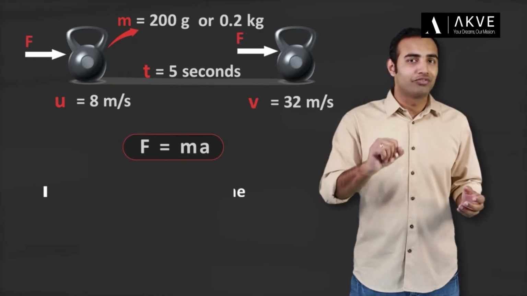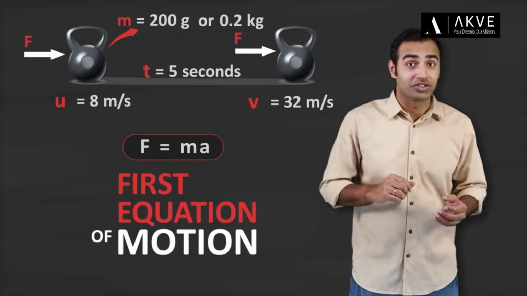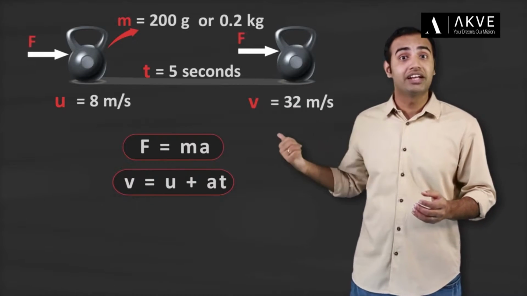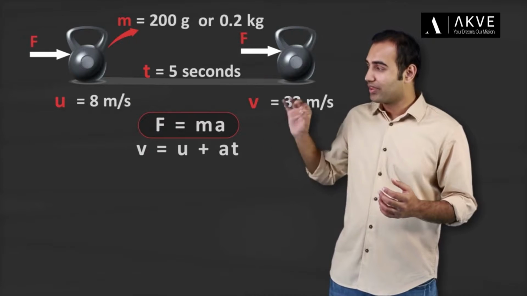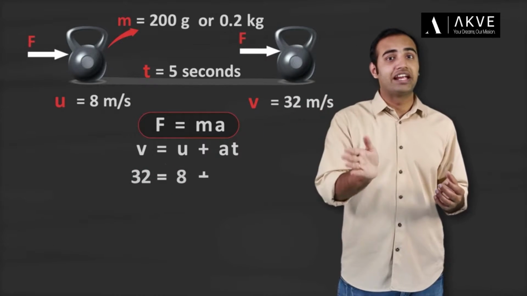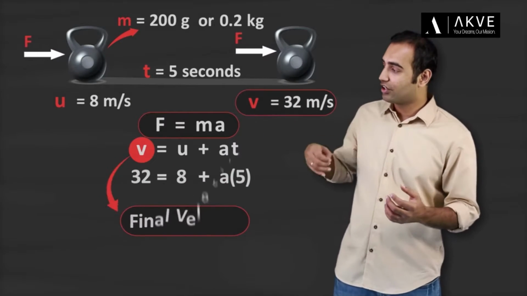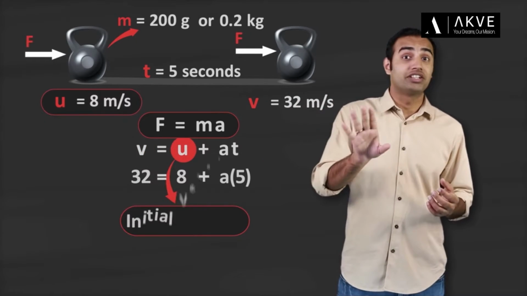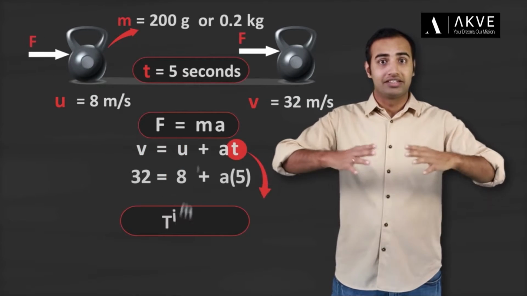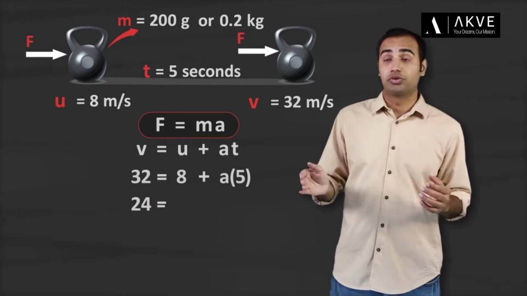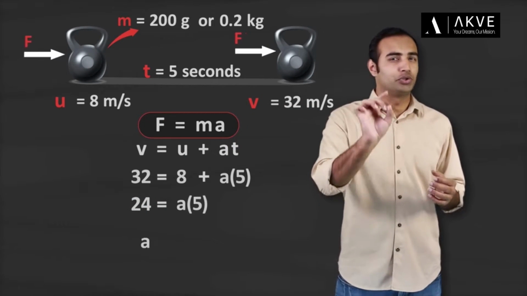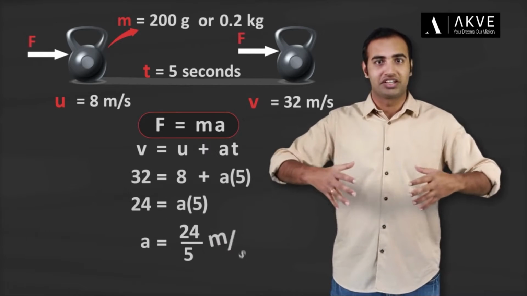Well, for that, we have to use the first equation of motion, which is v is equal to u plus at. Now once we plug in all the values, the expression changes to 32 is equal to 8 plus a times 5. Because the value of final velocity is 32, value of initial velocity is 8, and the value of time taken is 5 seconds. And once we rearrange this, we get 24 is equal to 5 times a, or a is equal to 24 by 5 meters per second square.